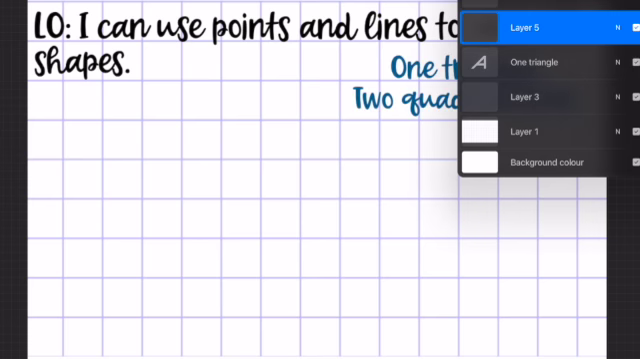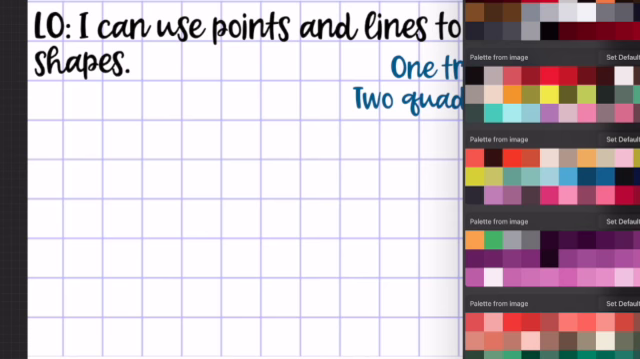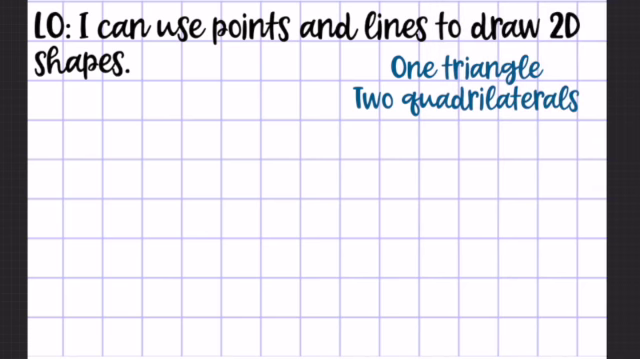So we are going to be using points to draw one triangle and two quadrilaterals. So the first thing that you are going to do, in your maths books, you have got squared paper. You are going to do 10 points. You are going to do 10 points like this. 1, 2, 3, 4, 5, 6, 7, 8, 9, 10.